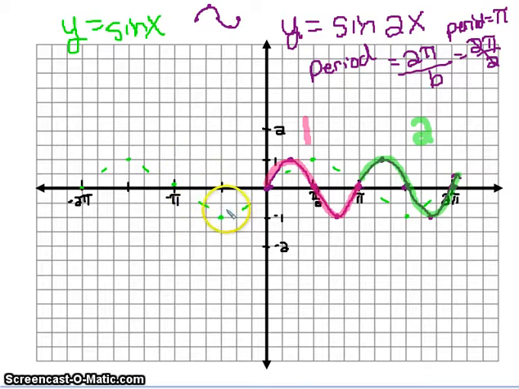We are actually going to make a complete cycle by negative pi. And so I'm going to go down and then up. Complete cycle. I'm going to go down and then up, just like we would here.